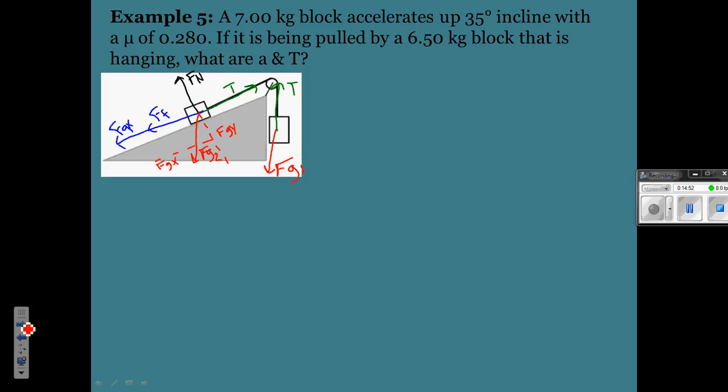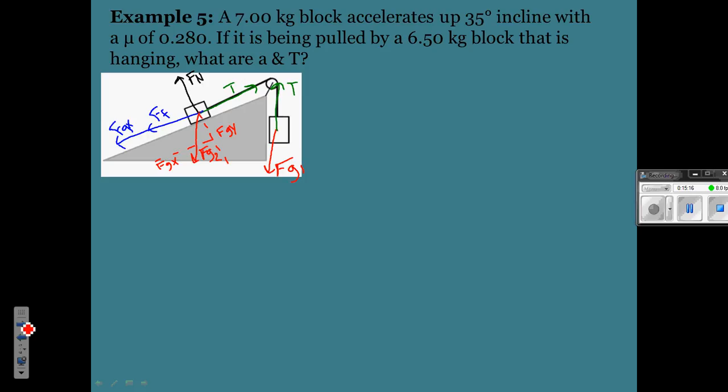And if we're finding our F of f, we have to find our F of n. So this problem says that we have a 7 kilogram block that is going to accelerate up a 35-degree incline with a mu of 0.28. Now, if it is being pulled by a 6.5 kilogram block that is hanging, we want to know what the acceleration and the T are.